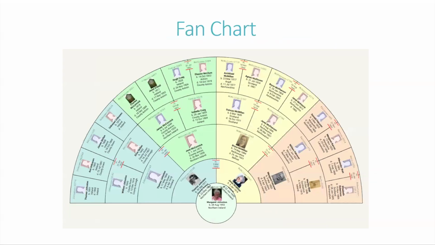So if you're into fan charts, this is a fan chart of my tree. So this is me in the middle, my dad, my mum, and my grandparents, and my great-grandparents, and my great-great-grandparents. So you can do all sorts of fancy things. Whatever way you can think of, I can tell you somebody will have developed a tree app on Wikitree to be able to produce the information.